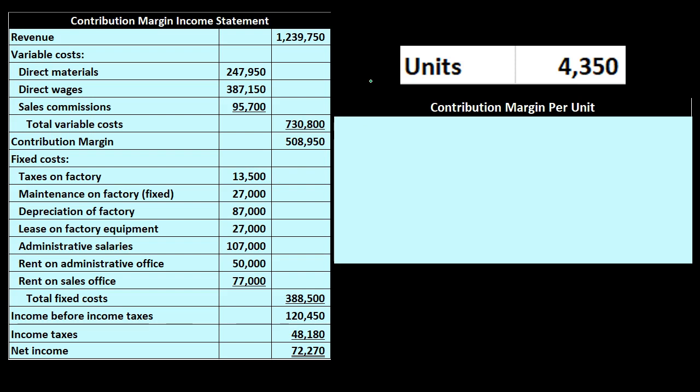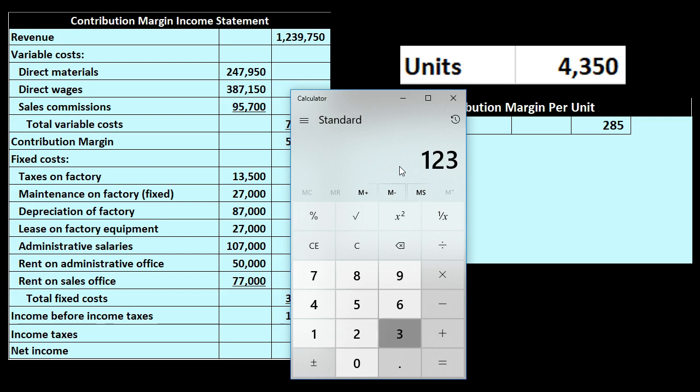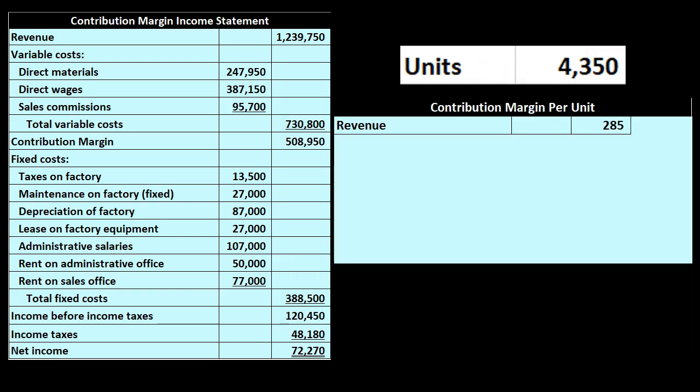In other words, we can get to the sales, the variable cost, and the contribution margin per unit. And once we're there, we can then use this information to make projections a lot more easily. For example, if this is broken out by behavior, we could say that the revenue is the total sales, 1,239,750, divided by the number of units, 4,350, and we get the 285. So we're going to say the revenue per unit is 285.